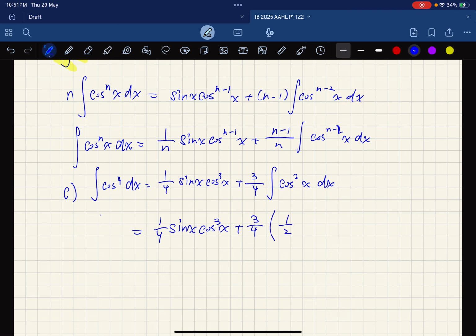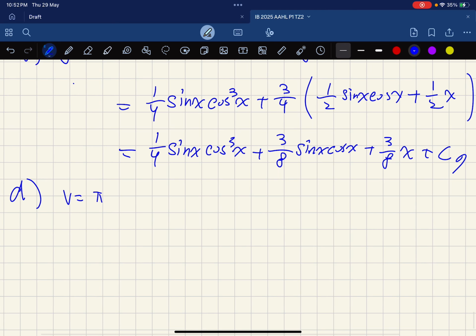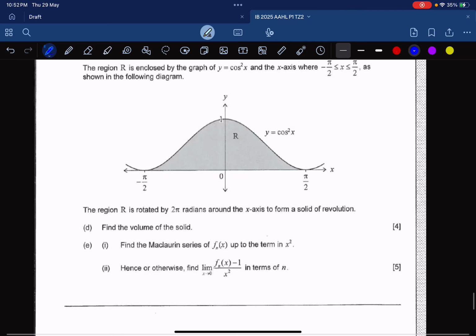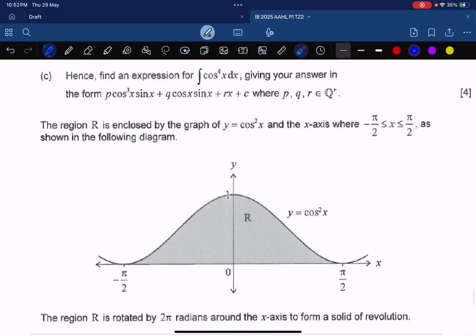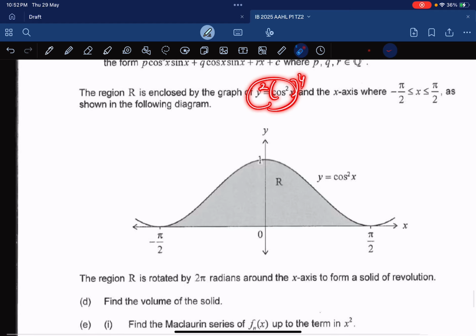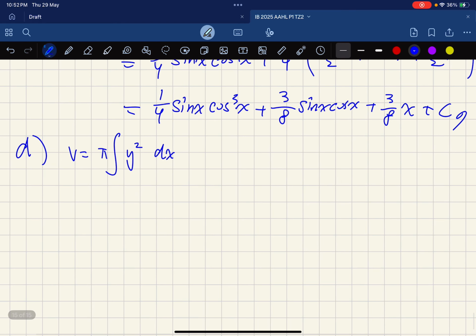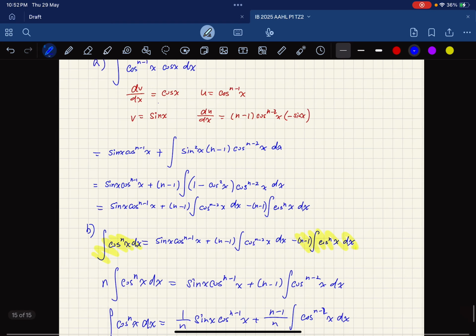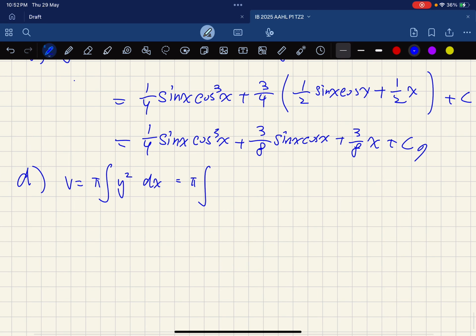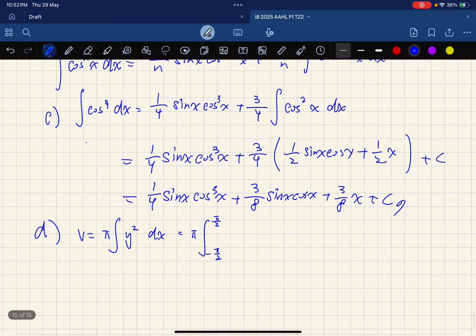The region is rotated. The graph here is cosine squared, and we find the volume following the revolution around the x-axis, right? So it's pi times the integral of y squared dx around the x-axis. So we're going to square this because we want y squared. So cosine to the power 4. Oh, that's why they gave us that. So pi integrate from negative pi over 2 to pi over 2 of cosine to the power 4.